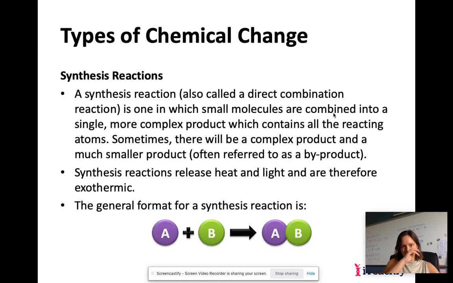what it is. So the first kind is synthesis. Synthesize means to make. So you're making something. So you're taking a smaller molecule and making it into a bigger molecule. So if we had two elements and we actually bind the two elements together to make a bigger one, that would be a synthesis reaction. So our reactants are small and our products are big.